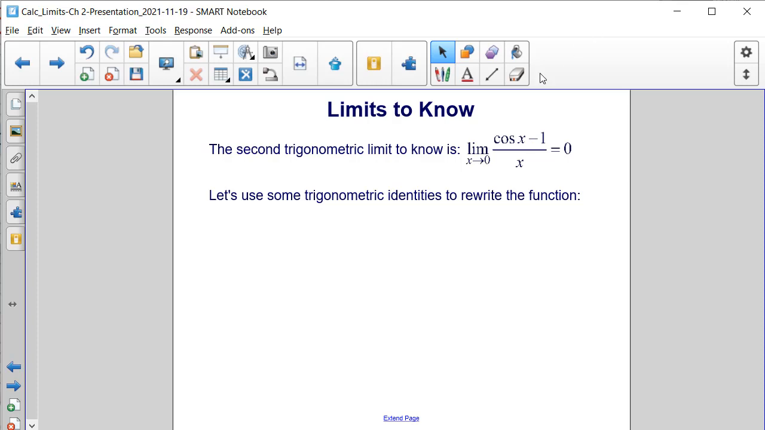The second one to know is that the limit of the quantity cosine x minus 1 divided by x as x approaches 0 is equal to 0. Let's use some trigonometric identities to rewrite the function and to prove that this limit is indeed valid.